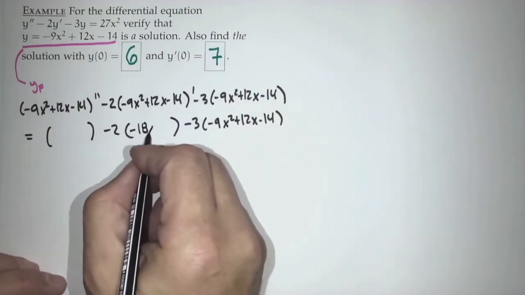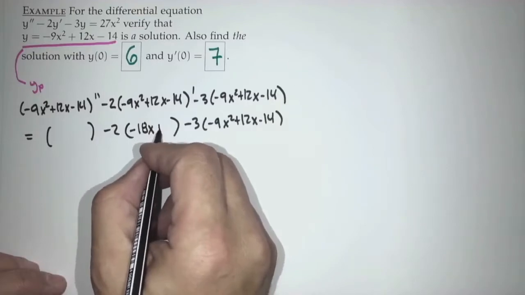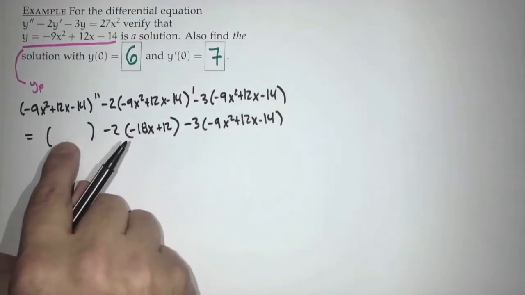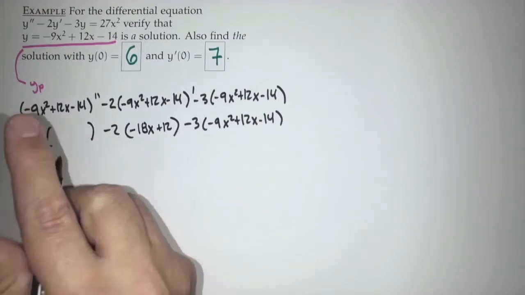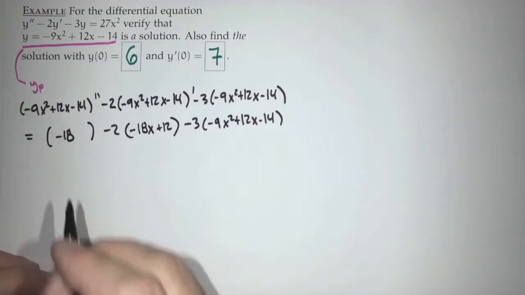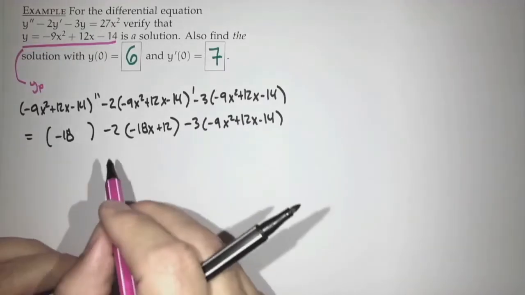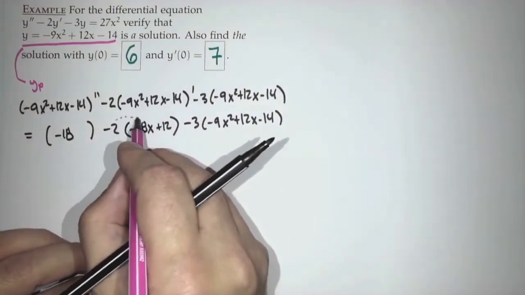Negative 18x plus 12. Okay, once you have the first derivative, the second derivative, keep going. What's the second derivative? Negative 18. All right, so now what we'll do is we'll carefully expand. And the reason I emphasize the word carefully is we don't want to lose any points. Our goal: get all the points, all the points.